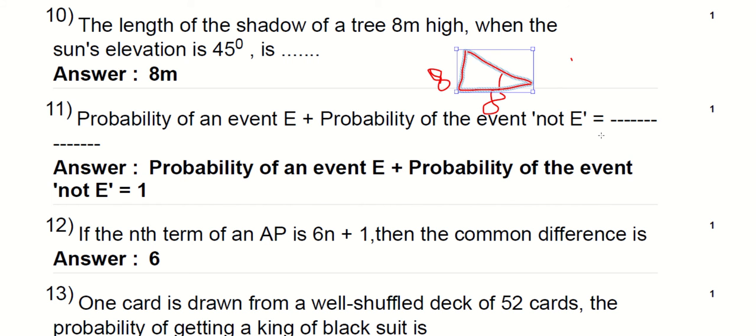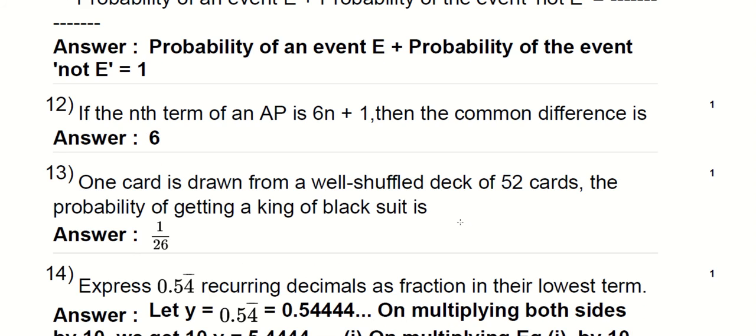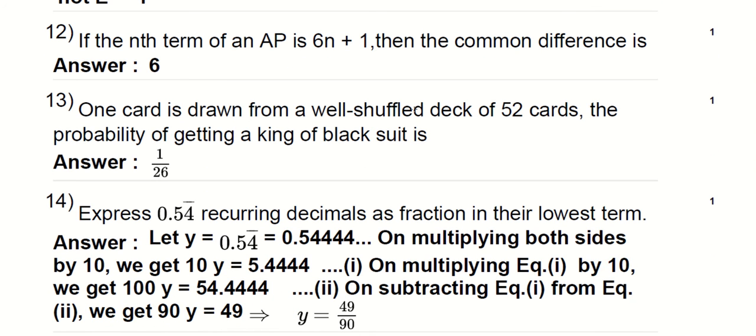Probability given, probability not given. So P of E plus P of E bar is always 1. The sum of the possible event and the not possible event is equal to 1, because the total probability is always 1. You have to remember that.